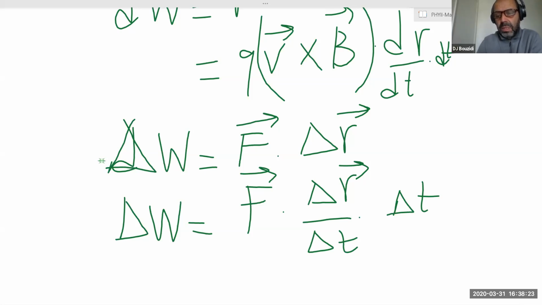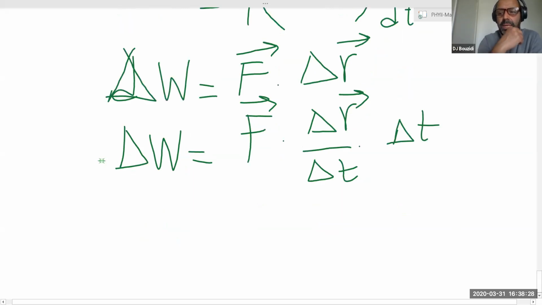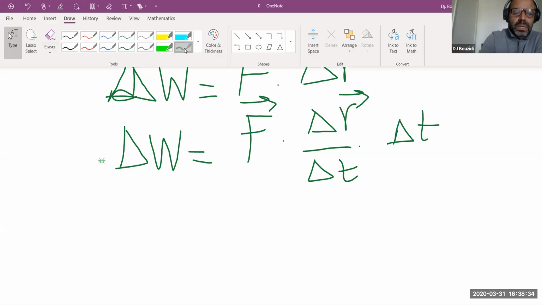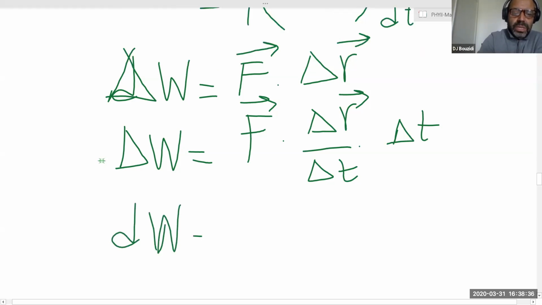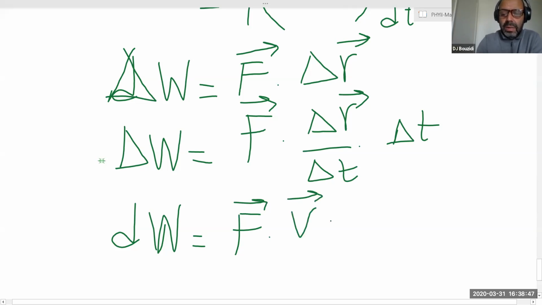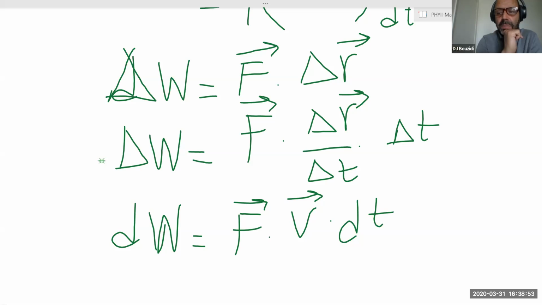This one makes sense. So then you say, you know what, I am willing to let delta t now go to 0. If you do that, then the limit of this expression becomes delta W, the infinitesimal increment in the work, which is the ratio of delta r over delta t in the limit when delta t goes to 0. That's v times the infinitesimal displacement or the infinitesimal time. As a matter of fact, dW over dt is the power.